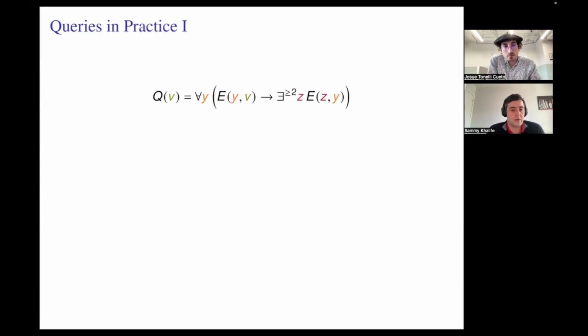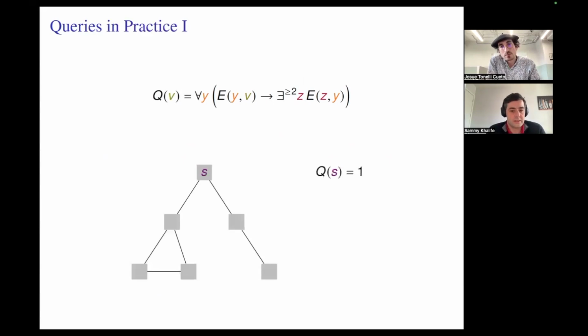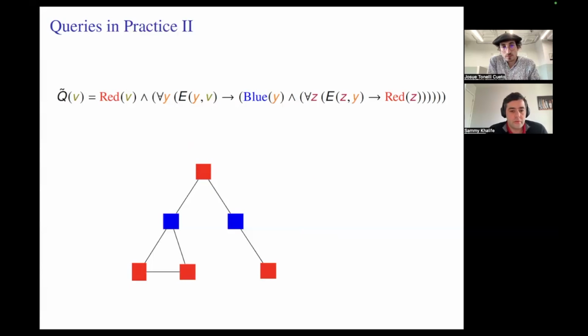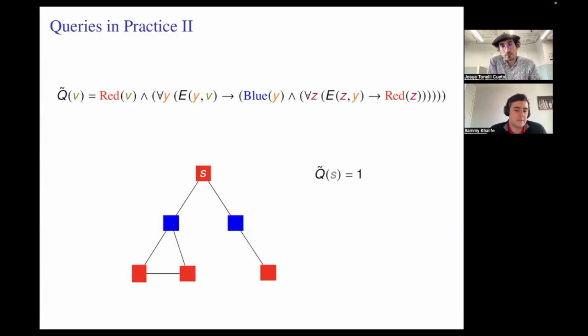For example, on the following graph structure for the vertex on top, Q will take value 1, so Q(S) equals 1, because S has only neighbors of degree at least 2. But on X, Q will take value 0 because X has a neighbor of degree 1. Q tilde, on the other hand, if I add some colors on the same graph, will take value 1 for S and 0 on a leaf, L here, because L has a neighbor that is red.